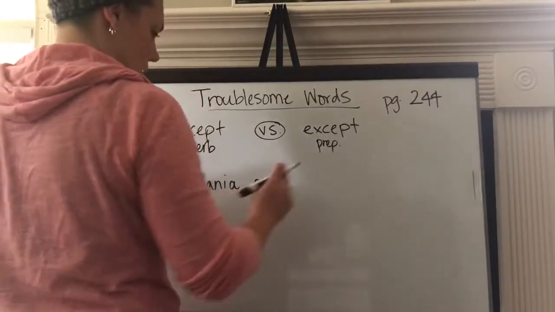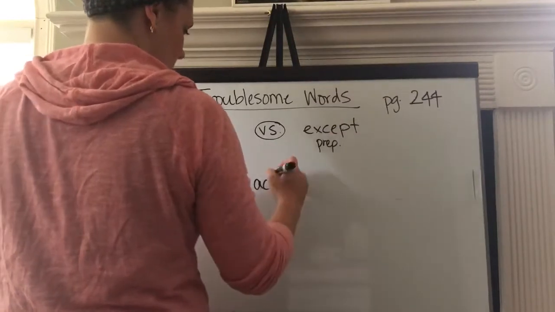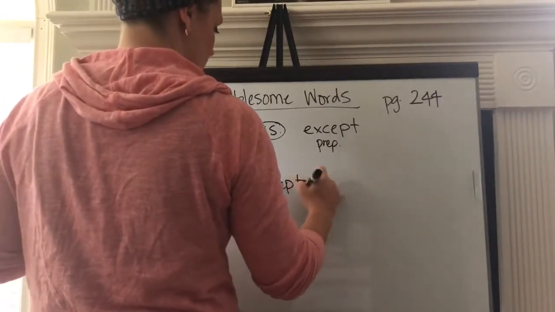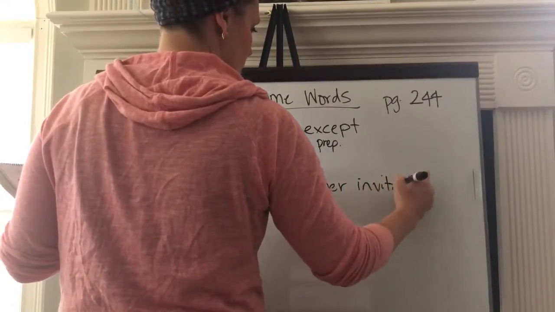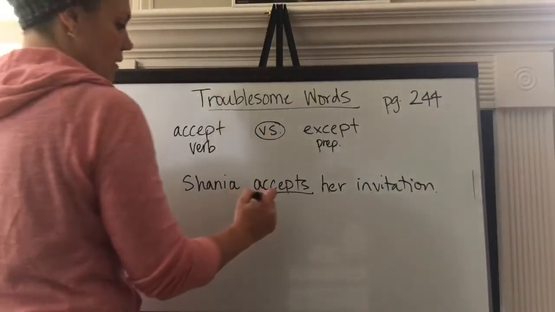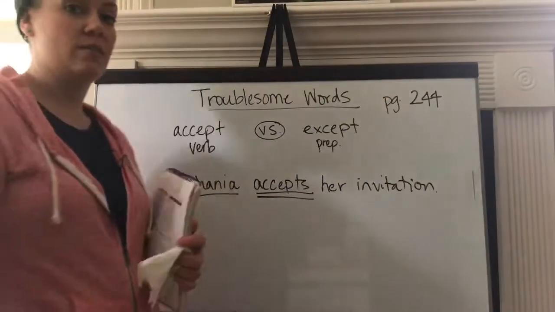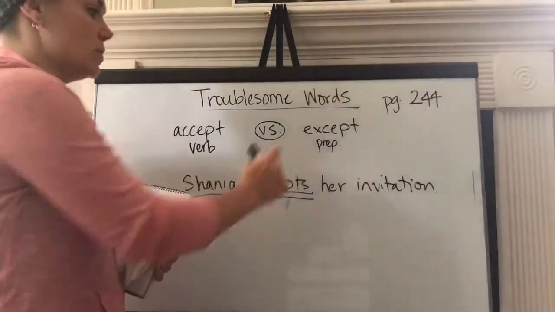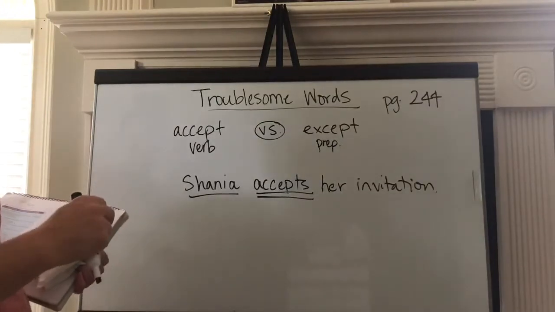Shania accepts her invitation. There's our verb, accepts. This is what Shania is doing. I'm going to underline it twice to show it's a verb. Shania is my subject. Shania accepts her invitation. Okay, versus this one, this is a preposition that's going to show a relationship with something.